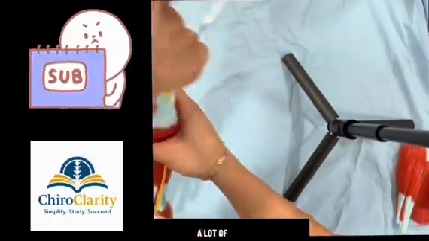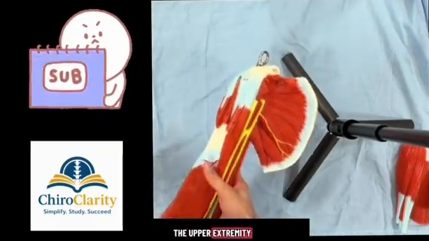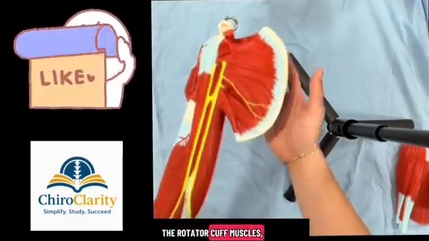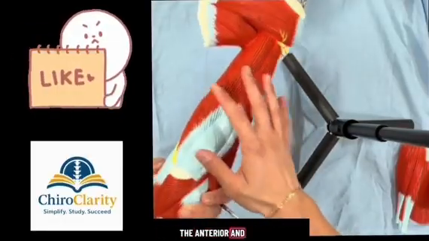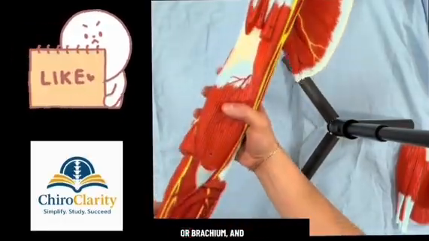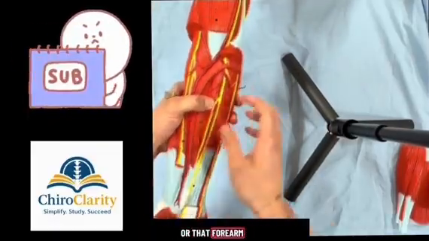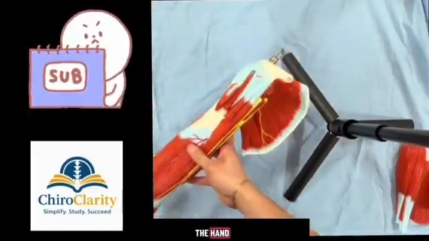So that covers a lot of the muscles of the upper extremity, including the deltoid that is already removed, some of the rotator cuff muscles, as well as the anterior and posterior compartments of the arm or brachium and of the antebrachium or that forearm. We did cover a few in the hand.